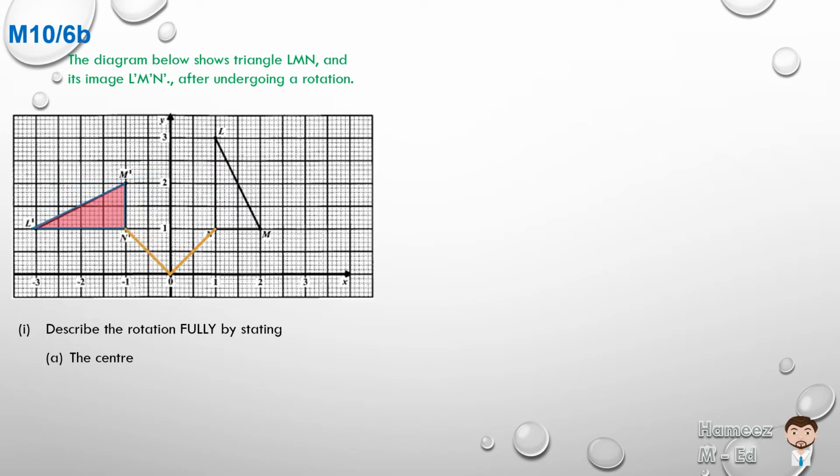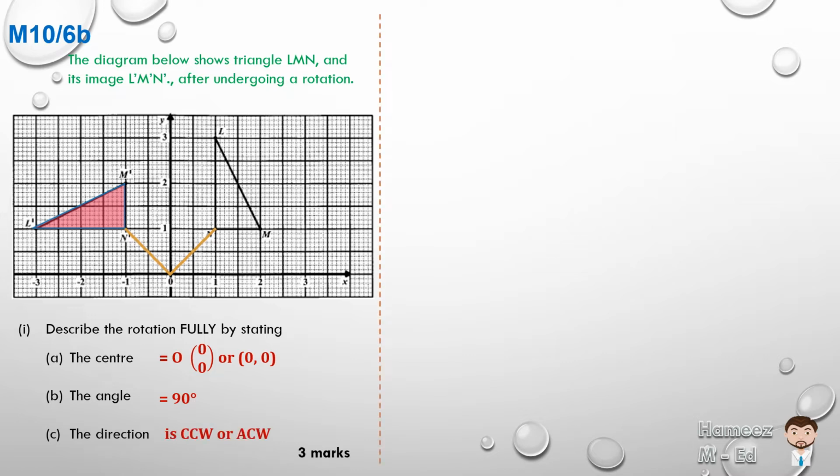And we can see as the pink triangle came up with its yellow arm, and the arm turns, it turns about the origin. So the center of rotation is the origin, 0, 0, which can be written as a column vector coming down or going across as a row vector. The angle of rotation is 90 degrees, and the direction of rotation is counterclockwise or anticlockwise.